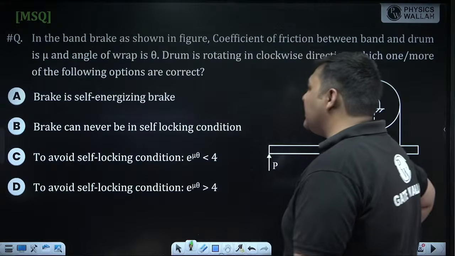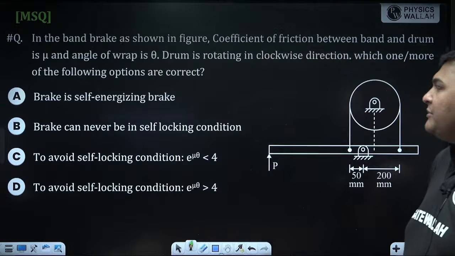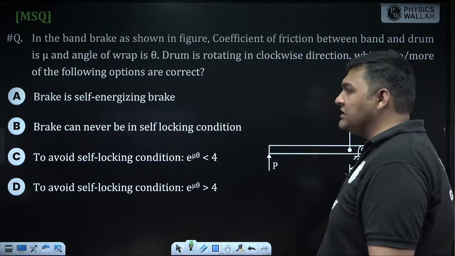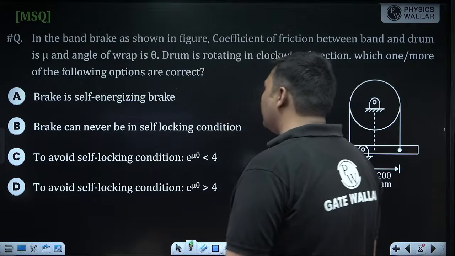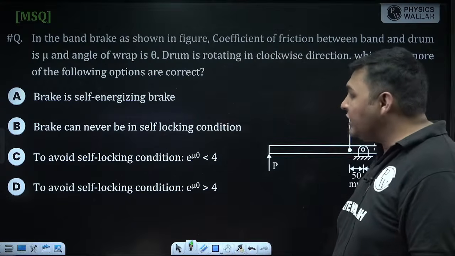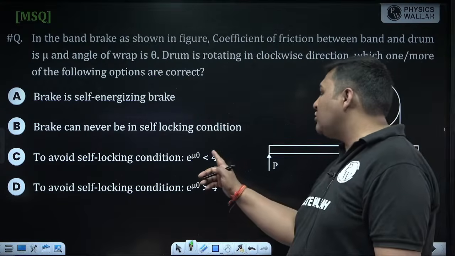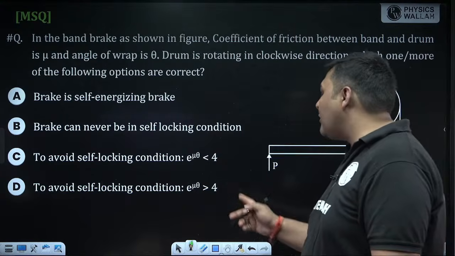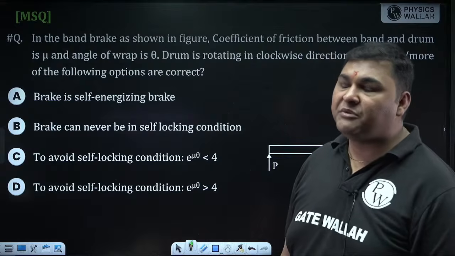Option A is saying the brake is self-energizing. So first we have to check whether the brake is self-energizing or not. But along with this, the examiner is also asking related to the self-locking condition. Option B is saying it can never go into self-locking condition. C is saying to avoid self-locking condition, e to the power mu theta must be less than 4. D is saying to avoid self-locking condition, e to the power mu theta must be greater than 4.